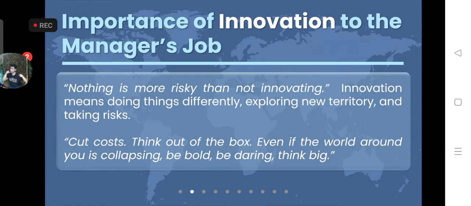With this, since an organization needs to expand or enhance their products or services, managers should be open to innovation despite its risks. So with that, according to Chairman Ratan Tata of India, cut costs, think out of the box, even if the world around you is collapsing, be bold, be daring, and think big. So next slide.